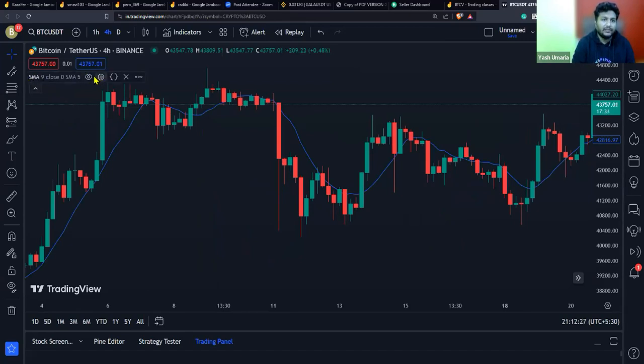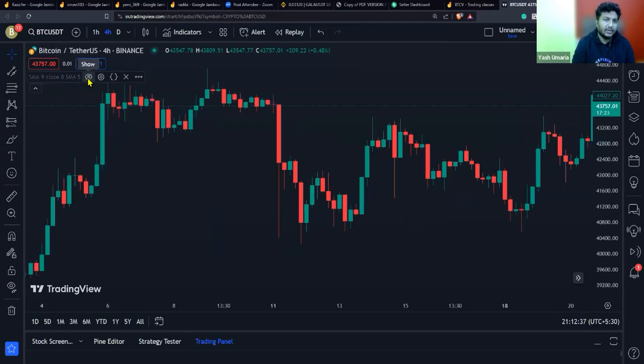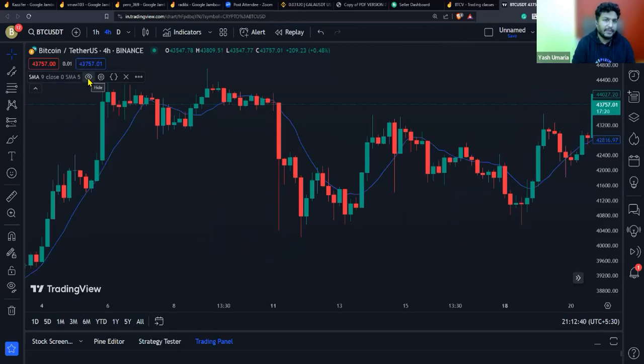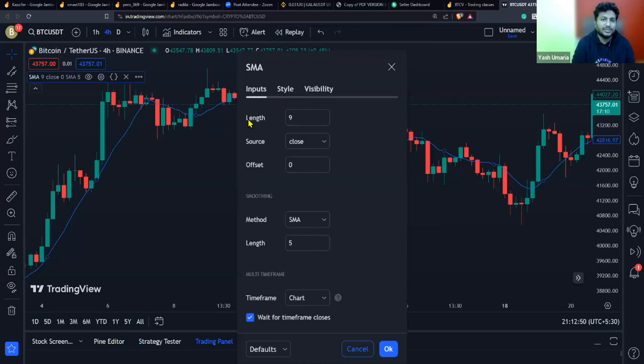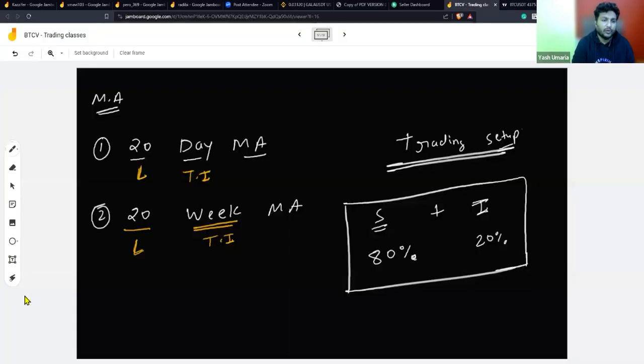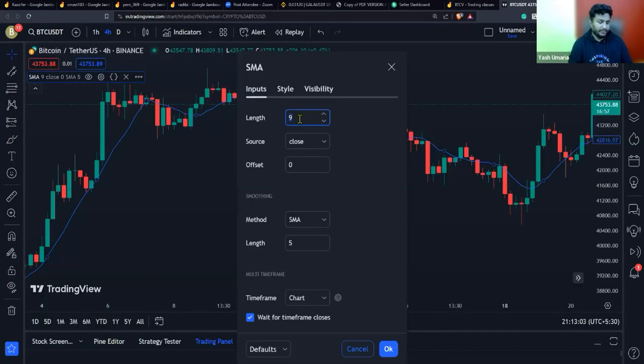And here we have different options. We have the option of this eye. If I click on it, the indicator, the blue line, will disappear. If I click on it again, it will reappear. Then we have settings. If I click on settings, we have 3 options: visibility, style, and inputs. Then we go to inputs. Now you see this length option. I told you what we need. We needed 20 length, correct? And the time interval is basically day, right? 20 is the length, so I will change this length to 20.